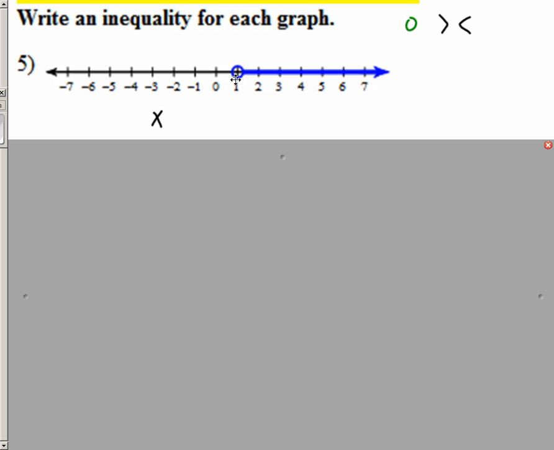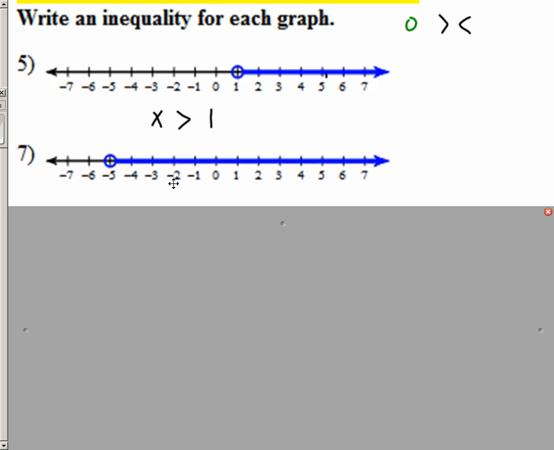Okay, so there's X. And let's see, there's 1, so I'm going to write positive 1 right here. They're saying I want all of the numbers that are bigger than 1. So X is going to be greater than 1. And basically that tells me right there that anytime that we're shading to the right of this point, it's going to be greater than the variable.